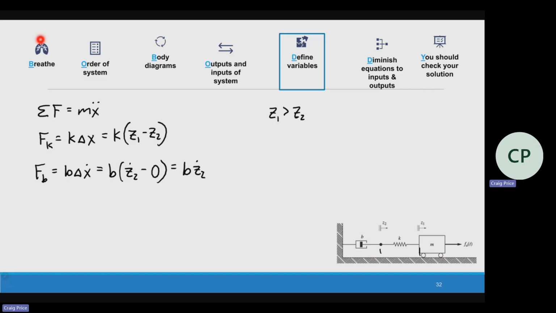Questions? No questions? Okay, you'll get practice on the homework, especially with springs, just being careful with the delta.